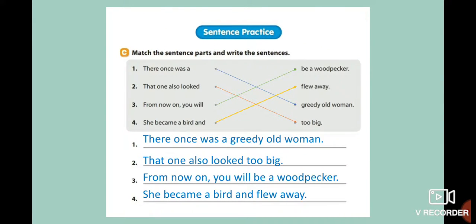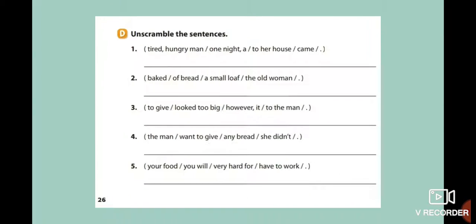Let's review. There once was a greedy old woman. This is number 1. That one also looked too big. This is number 2. From now on, you will be a woodpecker. This is number 3. She became a bird and flew away. This is number 4. Let's continue with the last part, part D, where we unscramble the sentences. So we try to order these sentences.